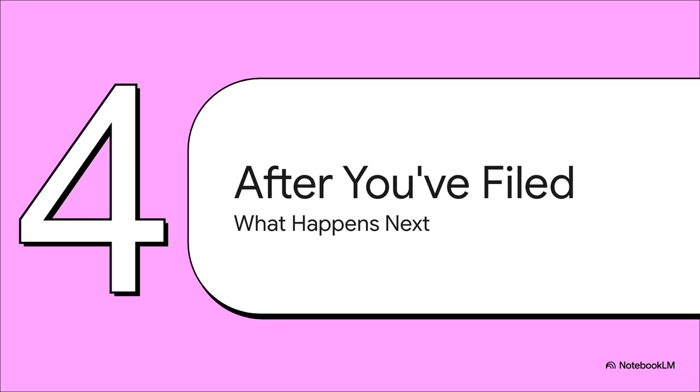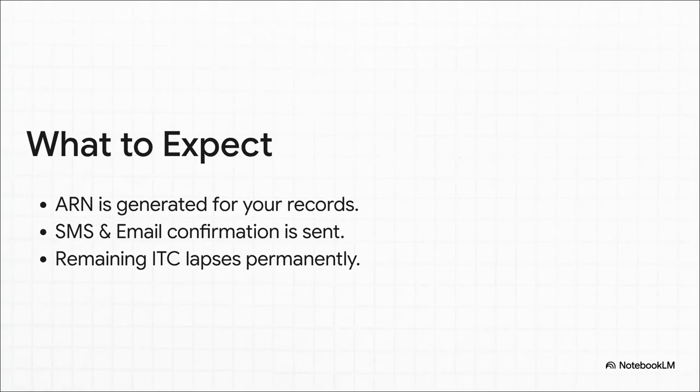So what happens next? Well, right away, the system will spit out an ARN, that's your application reference number, for your records. You'll also get a quick confirmation text and email. But here's the real kicker, and this is a big one. Any ITC that's left over in your electronic credit ledger after this payment, it's gone. It lapses, and I mean permanently. So thinking about when you make this switch is a huge part of your financial planning. You want to time it right to minimize that loss.